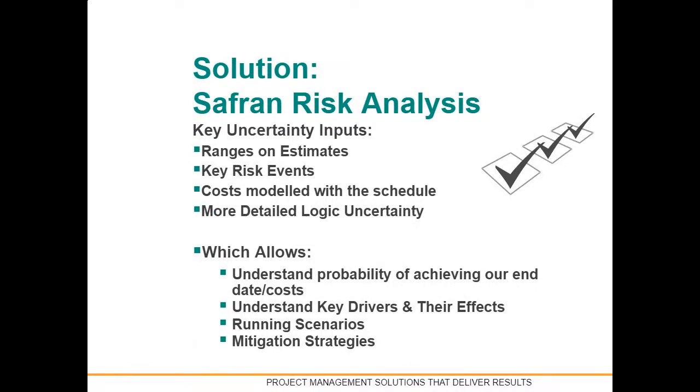So the best solution on the market, in my opinion, is Safran risk analysis. Safran lets you put uncertainty inputs into the system, including ranges on estimates. It lets you model risk events. It lets you model detailed logic uncertainty. And most importantly, I think, it allows you to model your costs and schedule together. Now, that has been identified as an industry best practice by both PMI and AACE. And it's one of the things that Safran does very well, modeling our costs and schedules in one integrated model.